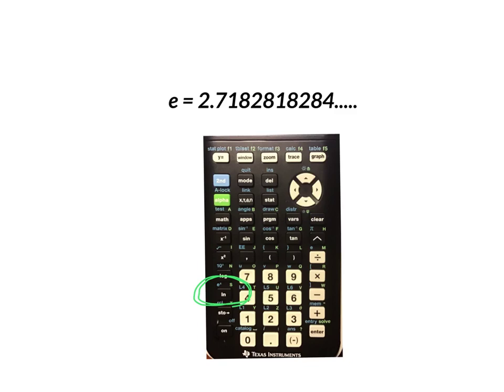Don't use the letter E, which is up here. That's a completely different thing. We're using this one right here. It says E to the X power. That's our E button on the calculator. And again, E is irrational, never repeats, never stops, and it has tons of mathematical uses, as you're going to see.